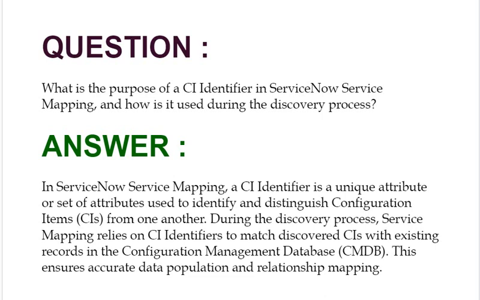Now moving towards the answer. Your answer should be: in ServiceNow Service Mapping, a CI identifier is a unique attribute or set of attributes used to identify and distinguish configuration items (CIs) from one another. During the discovery process, Service Mapping relies on CI identifiers to match discovered CIs with existing records in the Configuration Management Database (CMDB). This ensures accurate data population and relationship mapping.